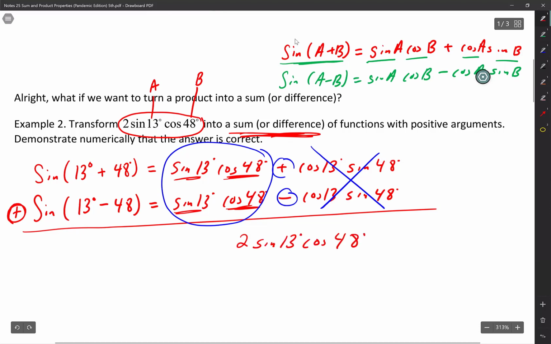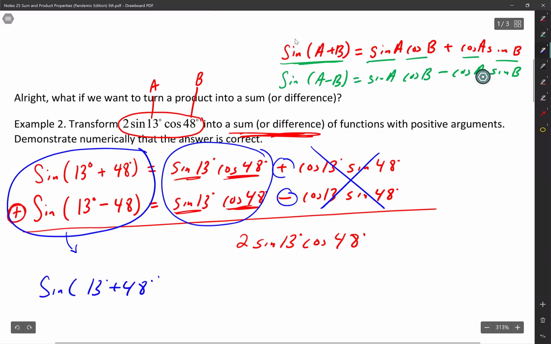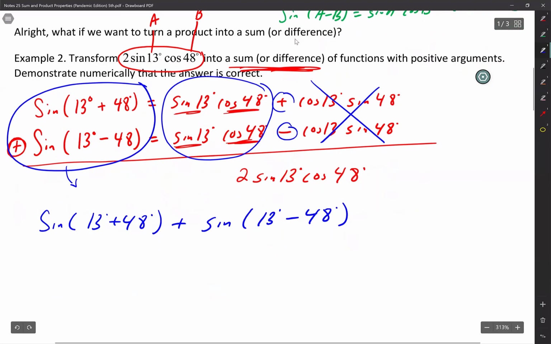So what did you do? Well, in reality, what you did is this here on the left-hand side in blue. What you did is sine of 13 degrees plus 48 plus sine of 13 degrees minus 48. That's what you really did. So catch up to there, guys, and then we'll chat some more. And yes, there is a formula, guys, and I'll show you the formula.